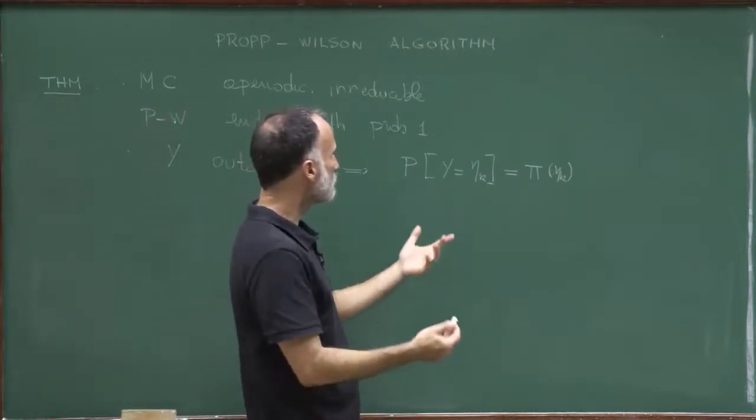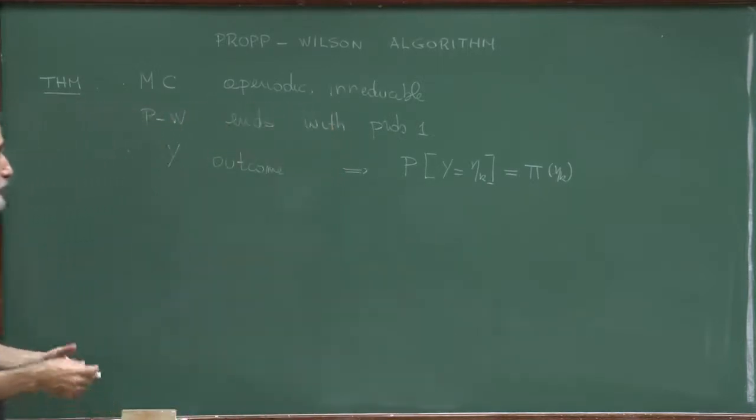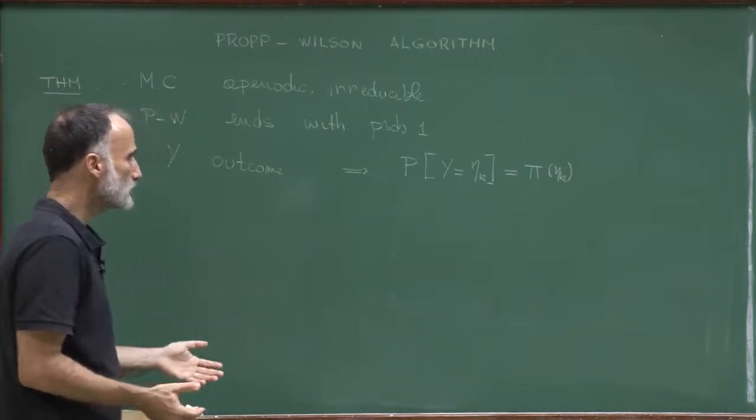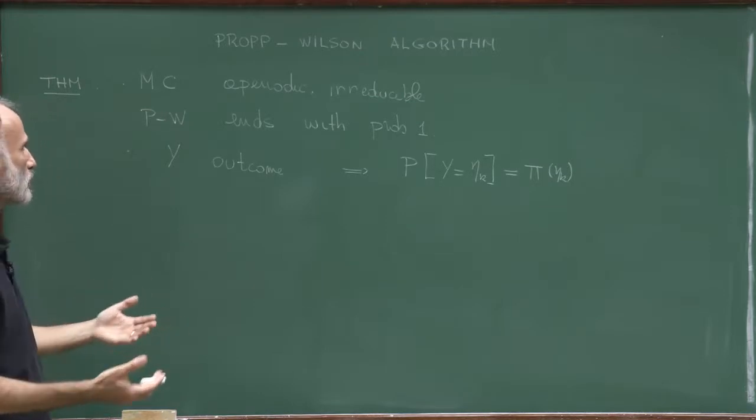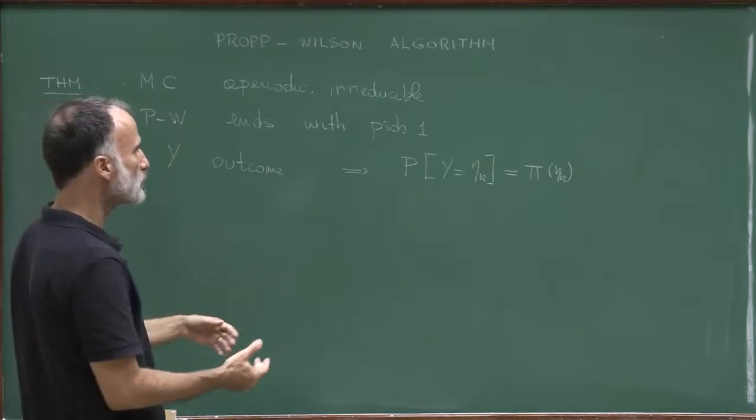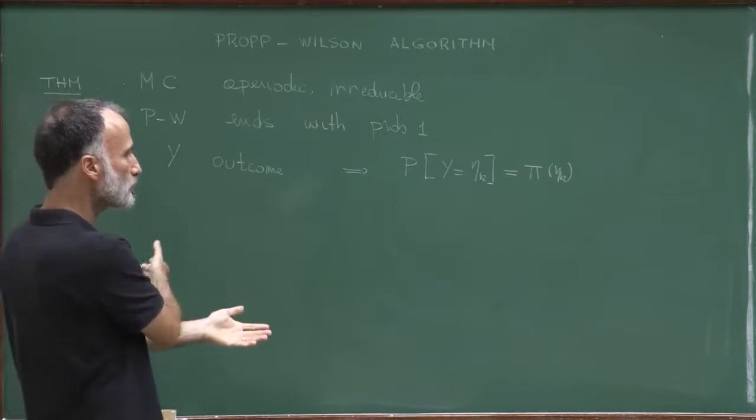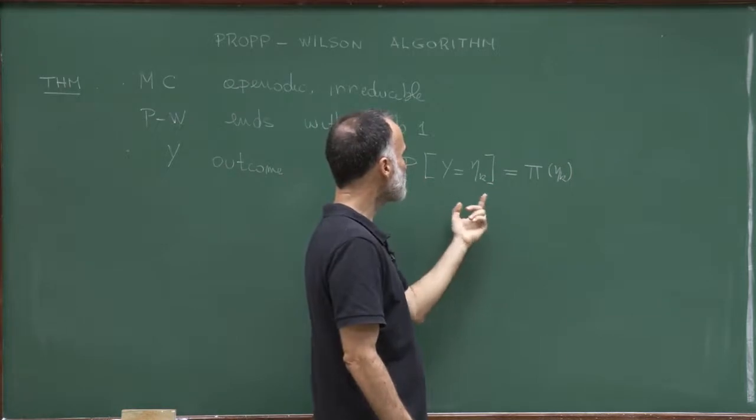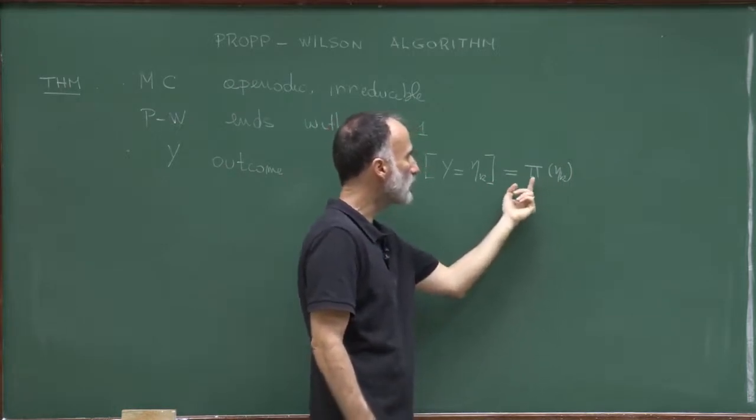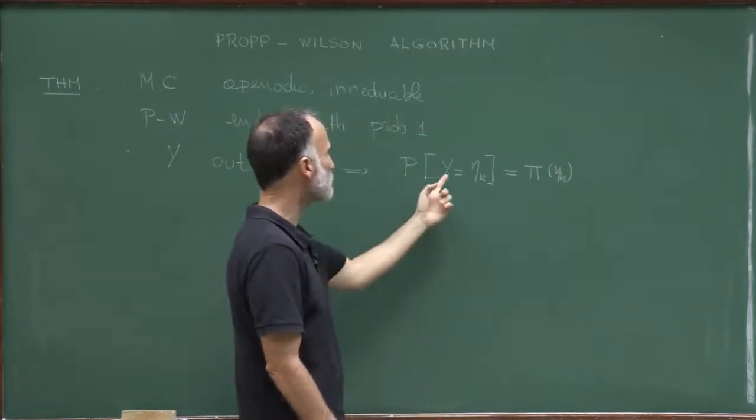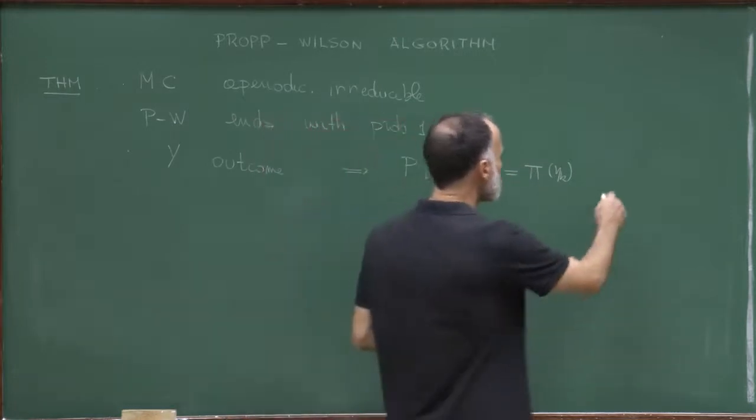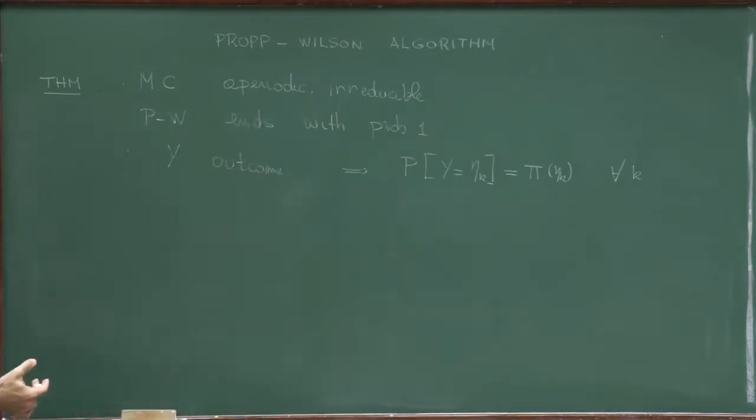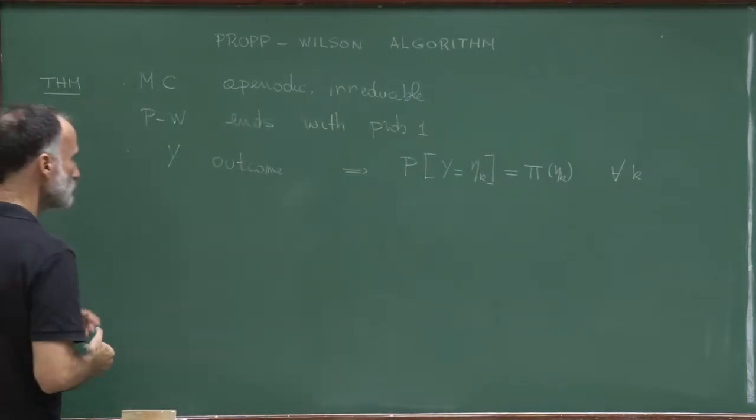As I said, this algorithm has two very nice features. The first one is that you know exactly when to stop, because you have a rule which tells you when to stop. If all the values of all chains are the same, you stop, otherwise you continue. And the second very interesting feature of this algorithm is that it gives you precisely the distribution pi. So the probability that the outcome is equal to eta k is equal to pi of eta k for all k. So this is also a very nice feature of this algorithm.